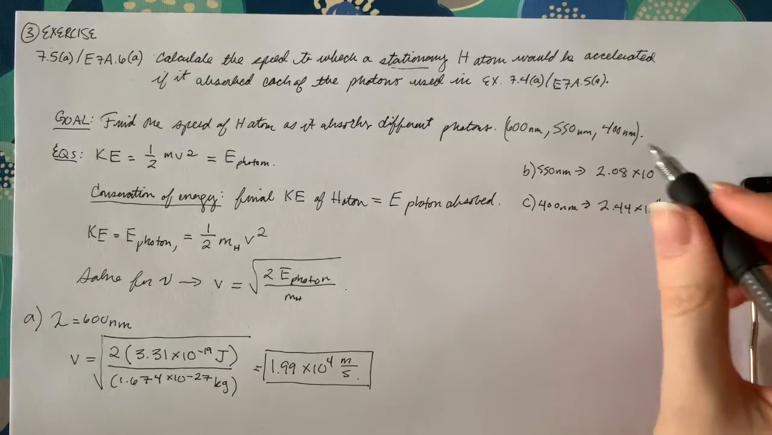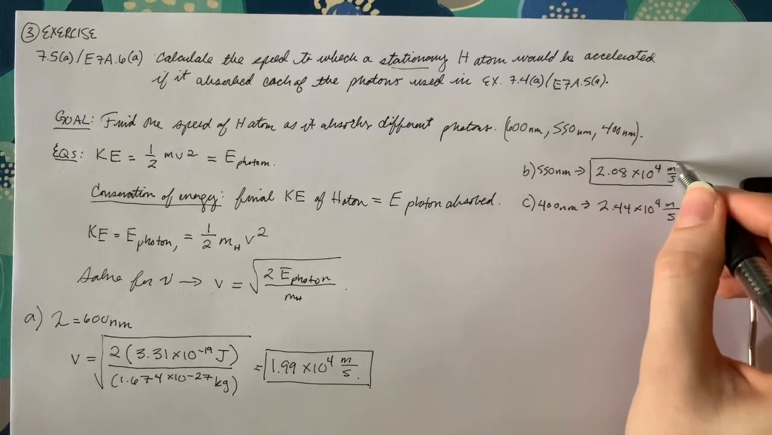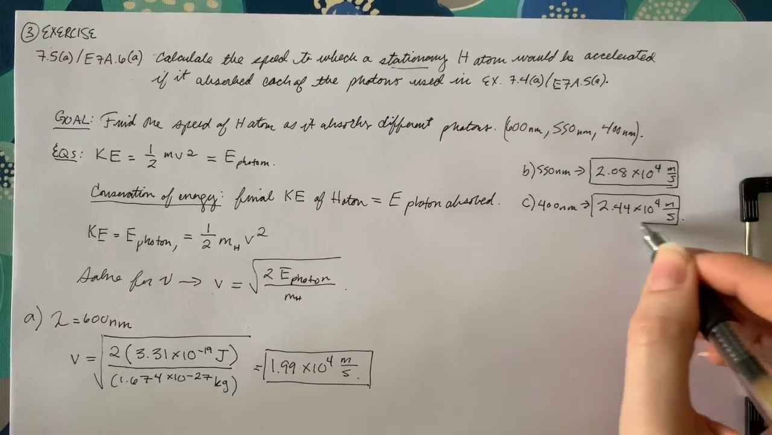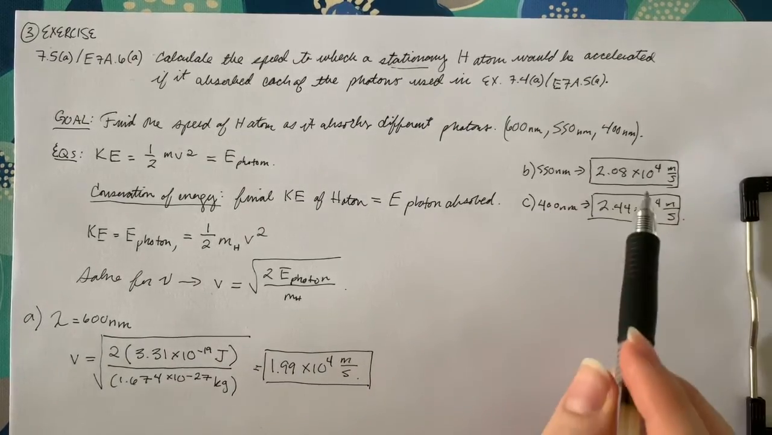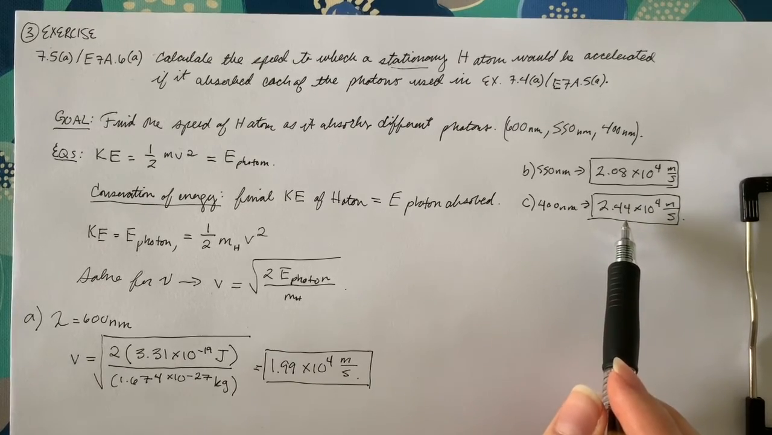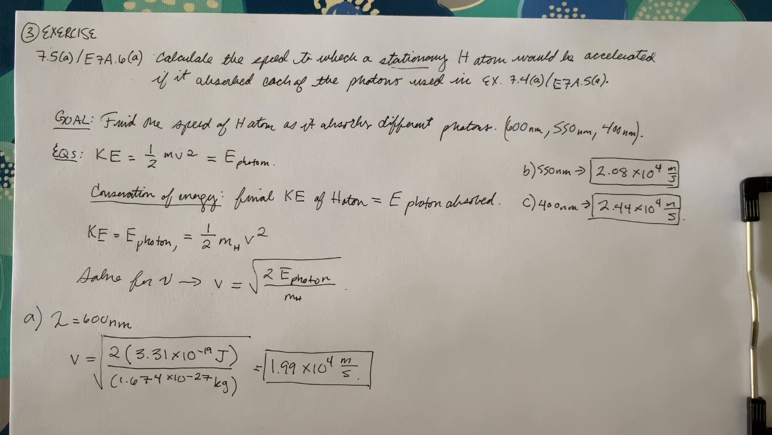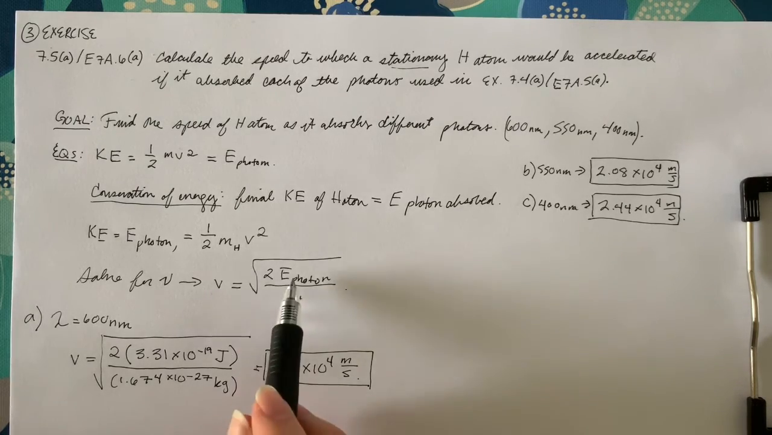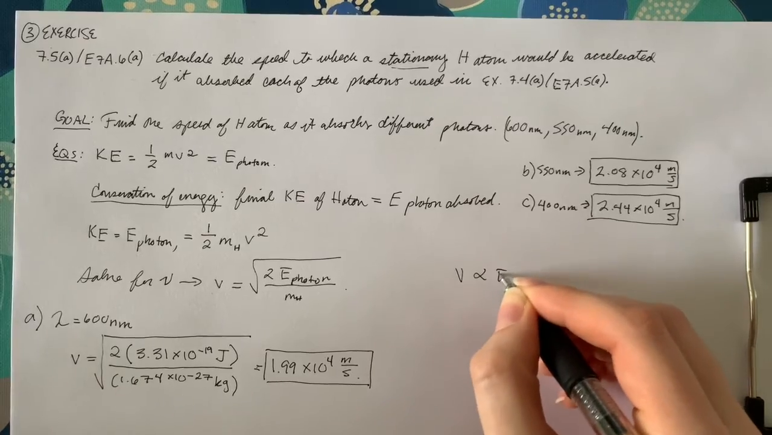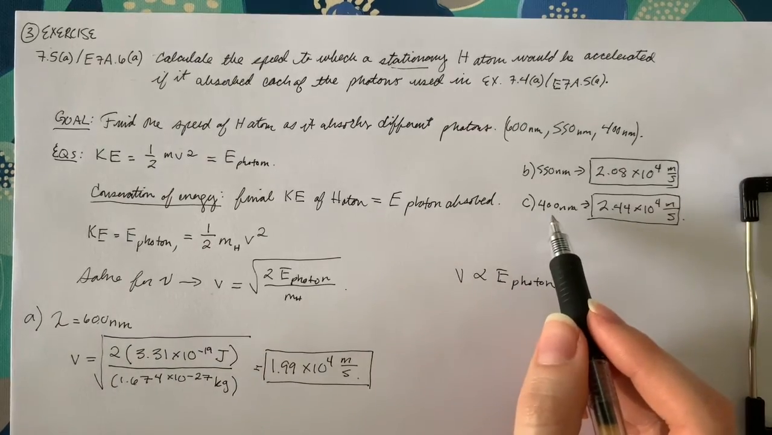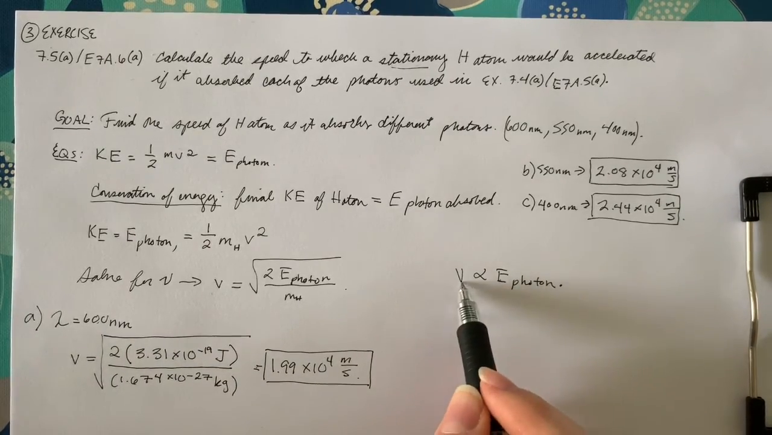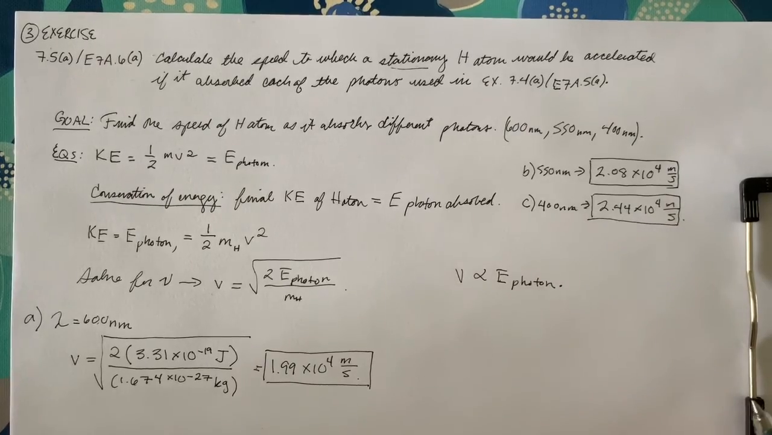Now we can think about what these answers mean. We notice that as the wavelengths get smaller, these energies get higher. And we believe that makes sense because the higher energy photon that the hydrogen absorbs, the faster velocity it's going to travel. And we can see from the equation here, v is proportional to the square root of the energy of the photon. So as these wavelengths get smaller, energy gets higher, and correspondingly, the velocity should get faster, which we see and makes sense.